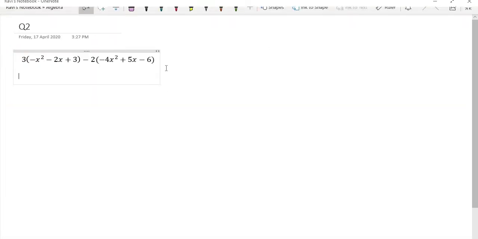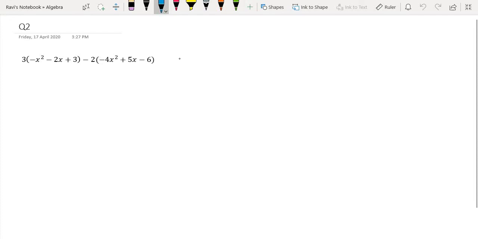Let's look at this question here. Right now, what we have is, in front of the first bracket, there is a number 3. So we need to multiply the 3 into all these components in the first bracket. And for the second bracket, you have a -2. So we need to multiply the negative 2 inside all of these components in the second bracket. All right, so let's go about doing that step first.